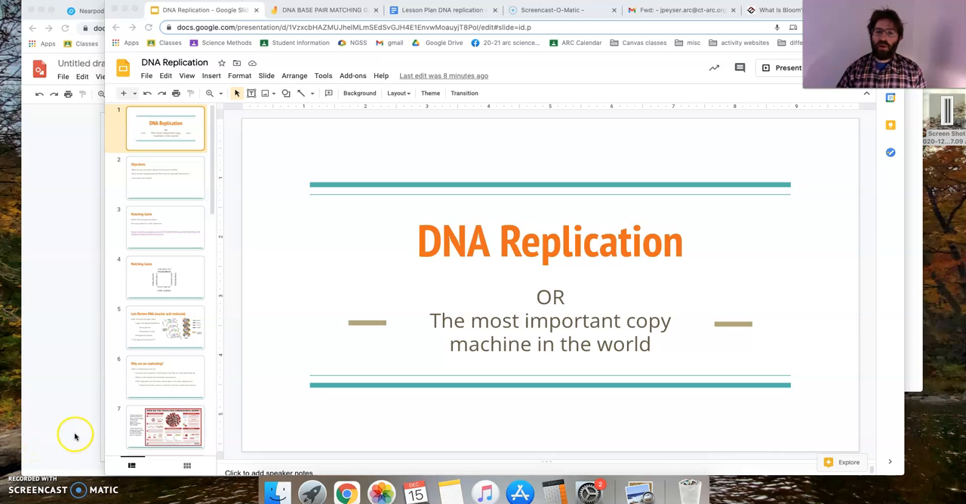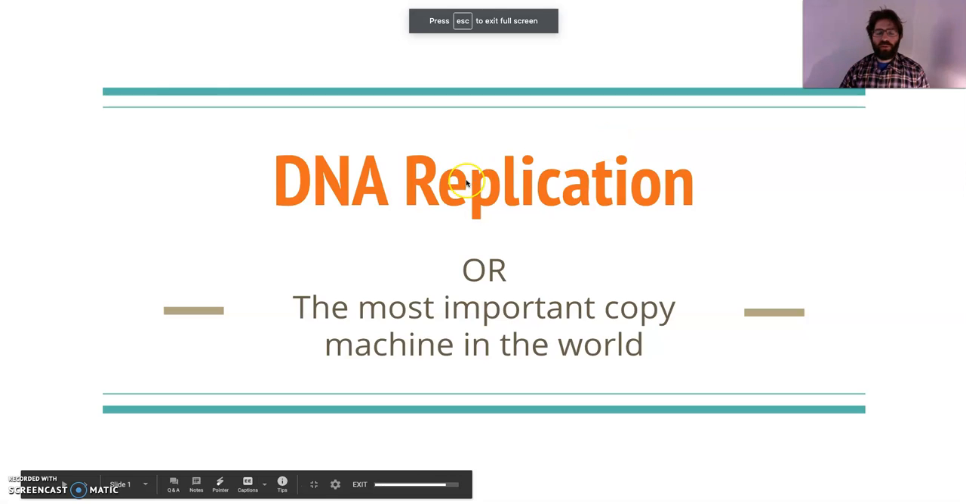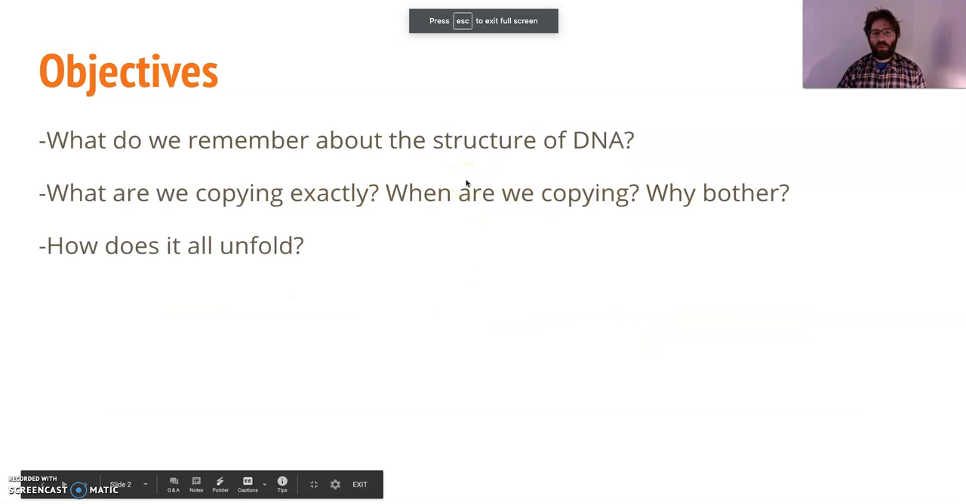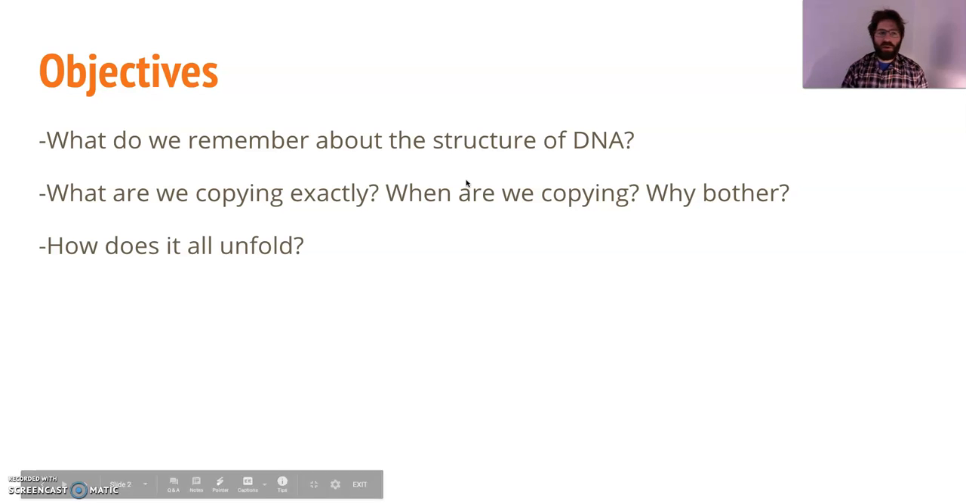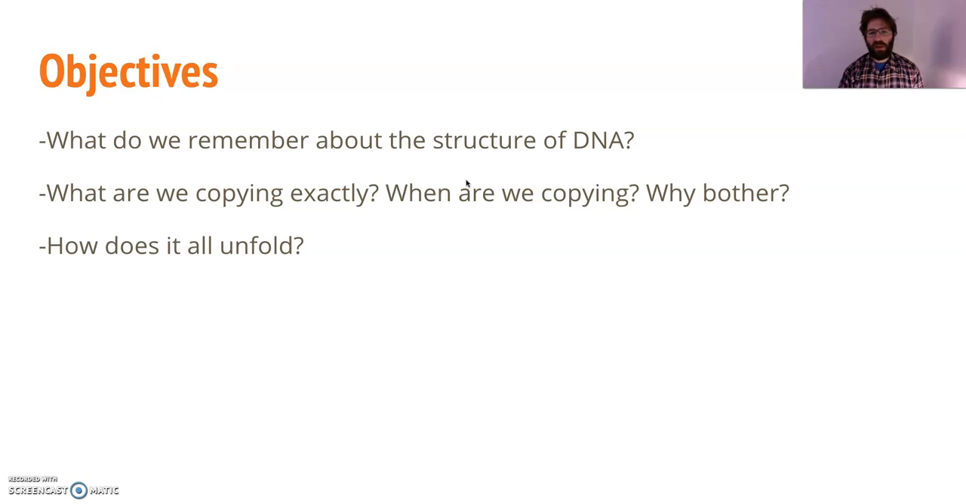Okay, so today we're going to talk about DNA replication, or the most important copy machine in the world. So first, let's talk about what we're going to actually discuss today. First, we're going to talk about a little review of what we remember of the structure of DNA. And then we're going to move on to what exactly we're copying, when we're copying it, and why we even bother doing this. Why does this even happen? And then we'll talk about how it actually happens, and then a few other little details that go along with that.